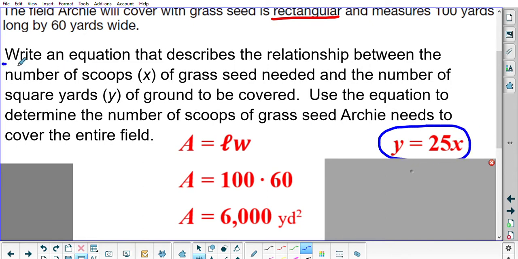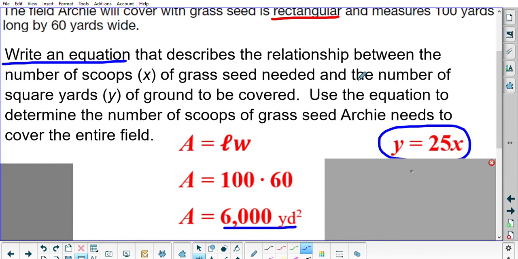Write the equation. So there I did it. There's my equation. And then I'm going to use that equation to determine the number of scoops of grass seed that Archie needs to cover the entire field. I know that the entire field is 6,000 square yards. But which variable do I put that in for?